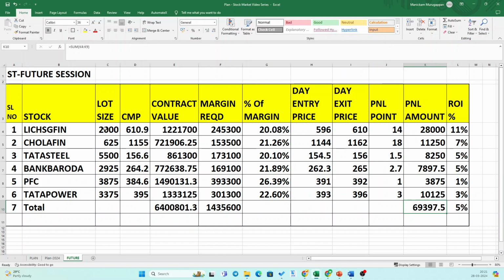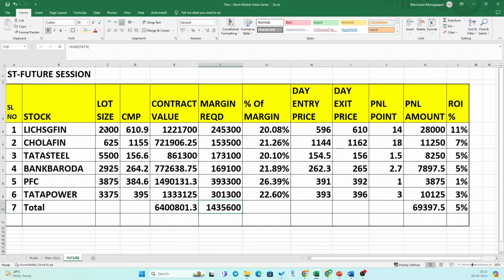All these stocks gave the breakout in the first half hour of the morning. If we want to trade all of them, we require a minimum of 14.35 lakhs for trading all six stocks. Then only can we get the 69,000 rupees profit. If you are investing 14 lakhs and getting 69,000, the average comes to around 5%.